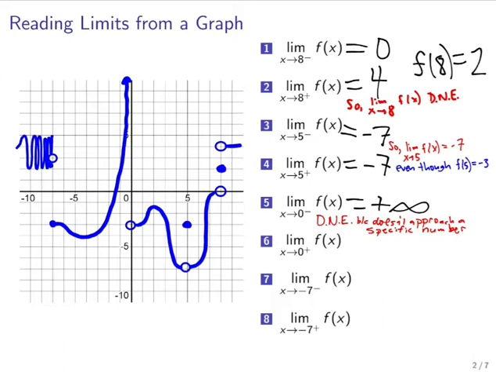But meanwhile, from the right, it's doing something quite different. As I approach x equals 0 from the right, from the positive side, it seems like the y-coordinates, the heights of those points, are approaching that value there, which is -3. And so here's another case where I could say that the limit as x approaches 0, the double-sided limit, doesn't exist.